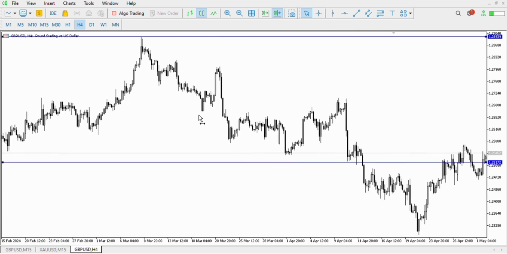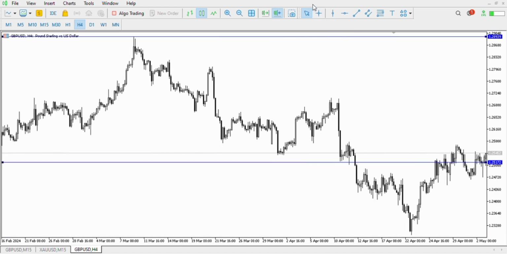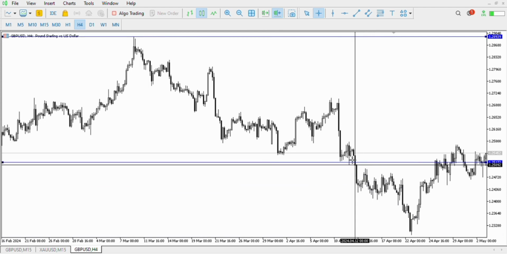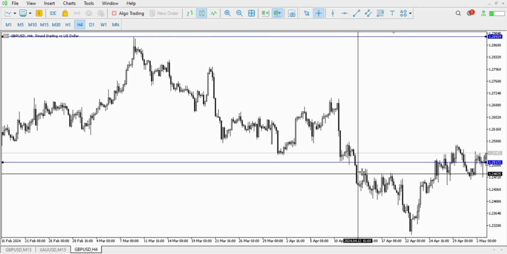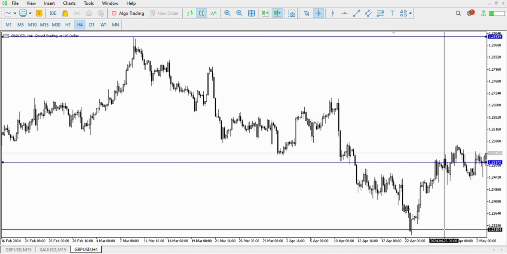But look at what price did. Price traded all the way down, and price broke the low that we had right here. The low was broken at this point. We had the full candle body that closed below it. So hence this becomes our high, and this becomes our break of structure.